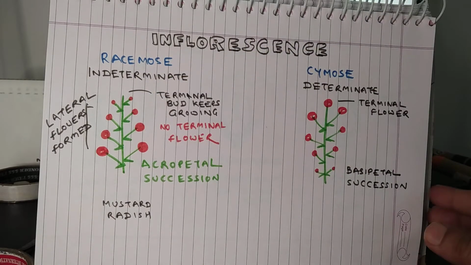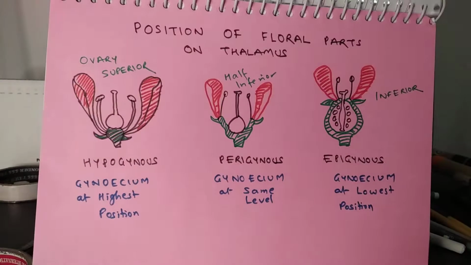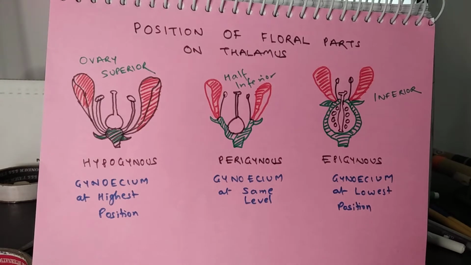Okay. Position of floral parts on thalamus. Thalamus is the base of the flower on which different floral parts originate.